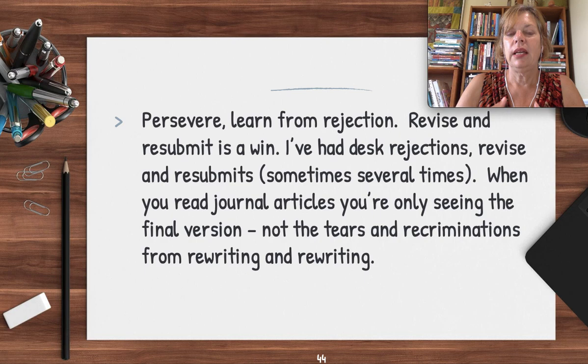But as long as it's not rejected outright, anything above an outright rejection is a win. So even if they say revise and resubmit, I still think you've got two or three people reading that paper, giving you lots of feedback. You can rework it and revise it. I've had desk rejections for sure. And then I know I've sent it to the wrong journal, so I send it off to another journal. I've had lots of revise and resubmits, and sometimes it's come back for a second revise and resubmit.